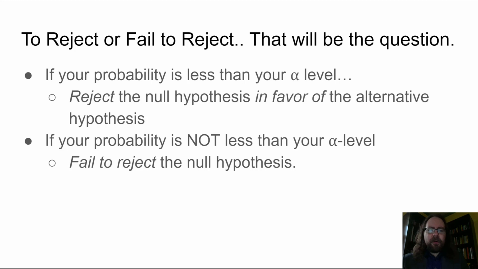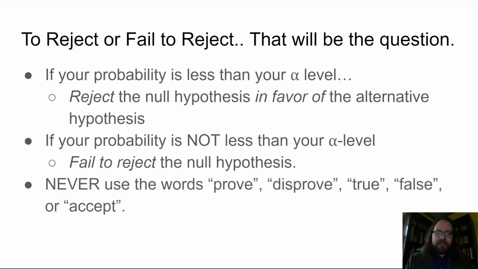Now, this is very important language. We're not actually proving or disproving anything. We are not finding any statement to be true or false. We're using probabilities here, not absolutes. When we say, for example, if we fail to reject the null hypothesis, we don't have evidence that it's wrong. That doesn't mean we accept the null hypothesis. That doesn't make it true.